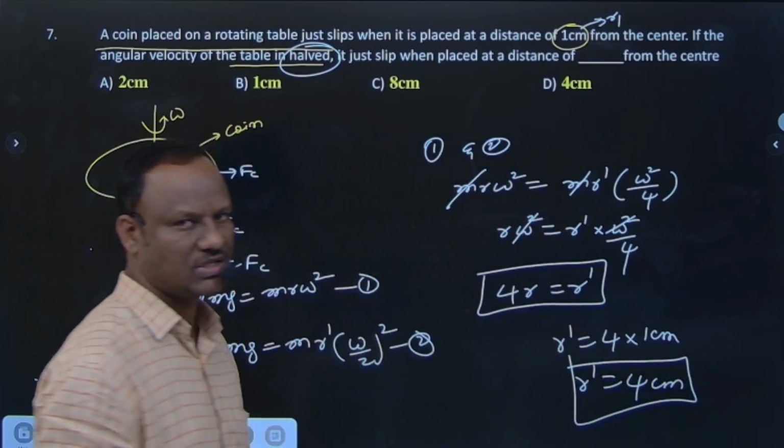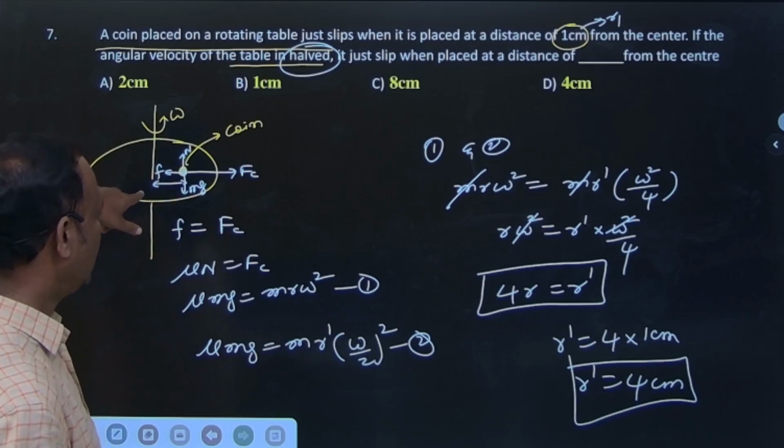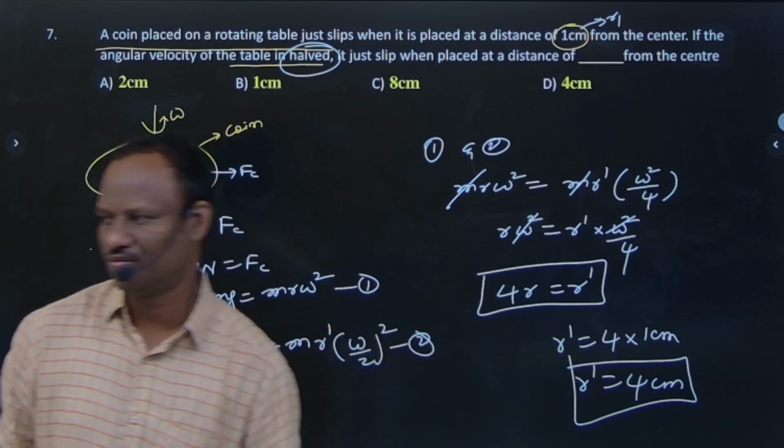If the angular velocity is halved, where should I place the coin to just slip? Then r dash must be 4 centimeter.